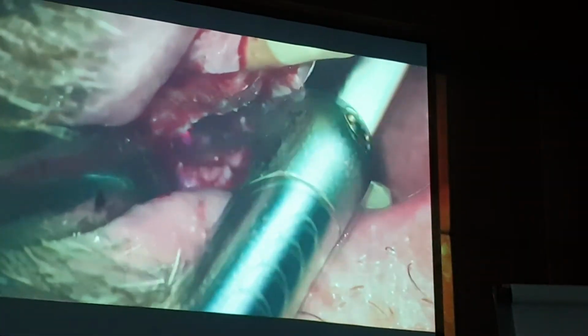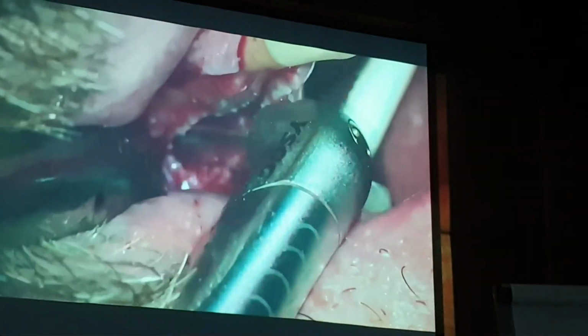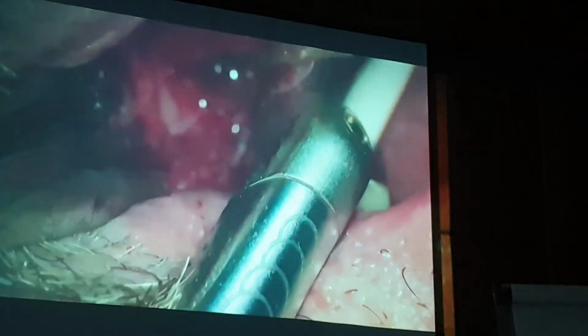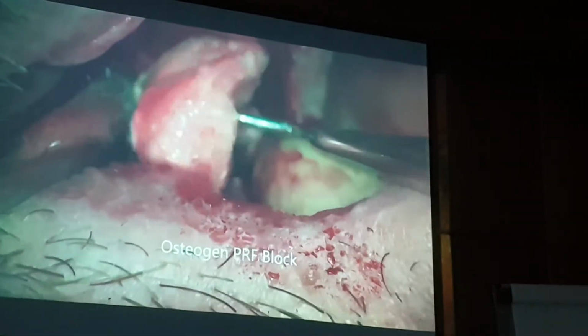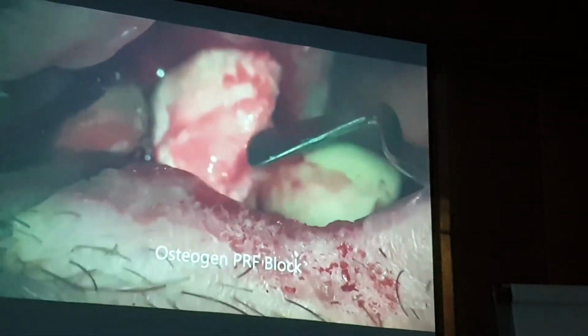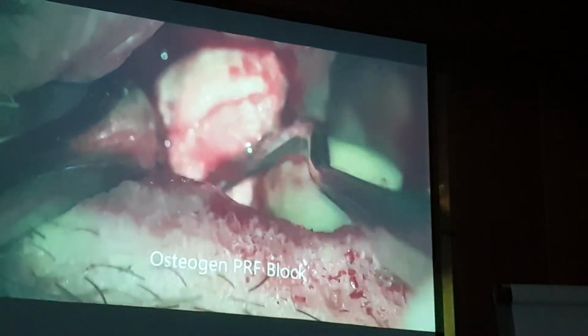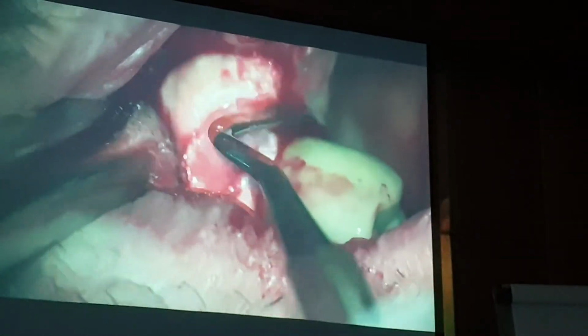Now here's one of my earlier cases. This is a failed implant. I'm going to go ahead and debride this. I don't care how you debride it. I love lasers. Then what happened was I started to add fibrin, plasma, to my graft material.